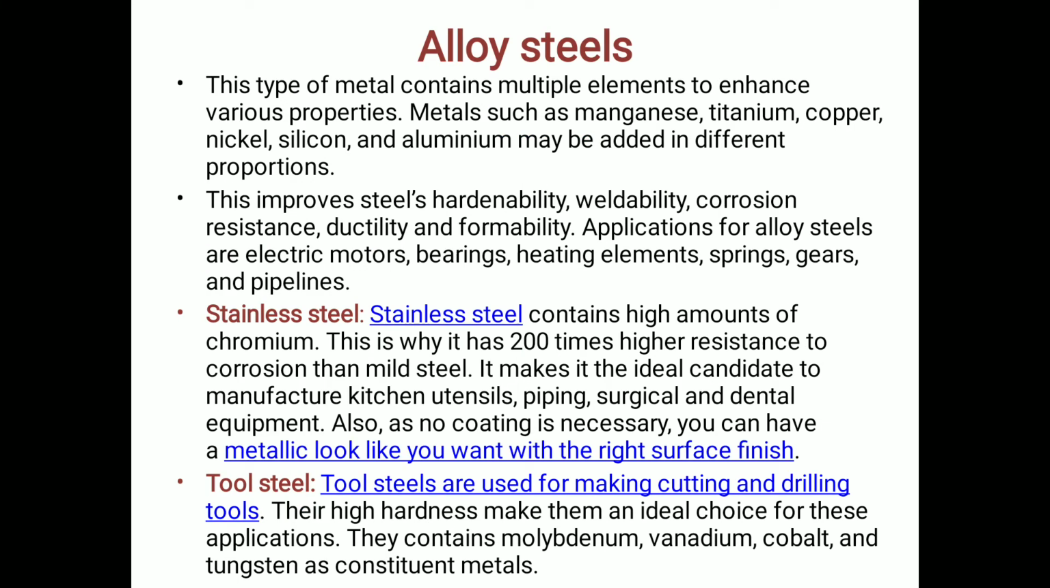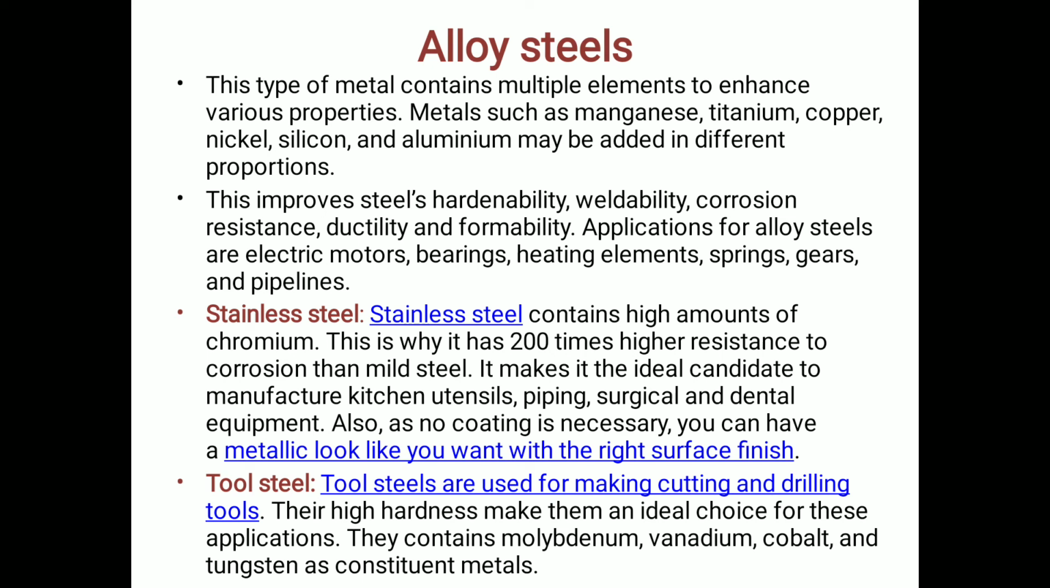Alloy steel. This type of metal contains multiple elements to enhance various properties. Metals such as magnesium, titanium, copper, nickel, silicon, and aluminum may be added in different proportions. This improves steel hardenability, weldability, corrosion resistance, ductility, and formability. Applications of alloy steel are electric motors, bearings, heating elements, springs, gears, and pipelines.